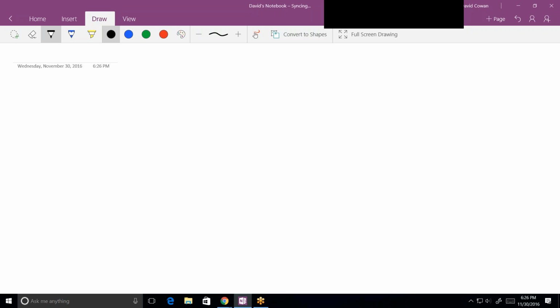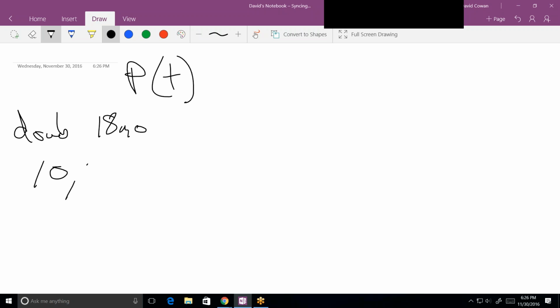The population of a city follows the exponential law. If the population doubled in size over 18 months and the current population is 10,000, what will the population be 2 years from now? Okay.